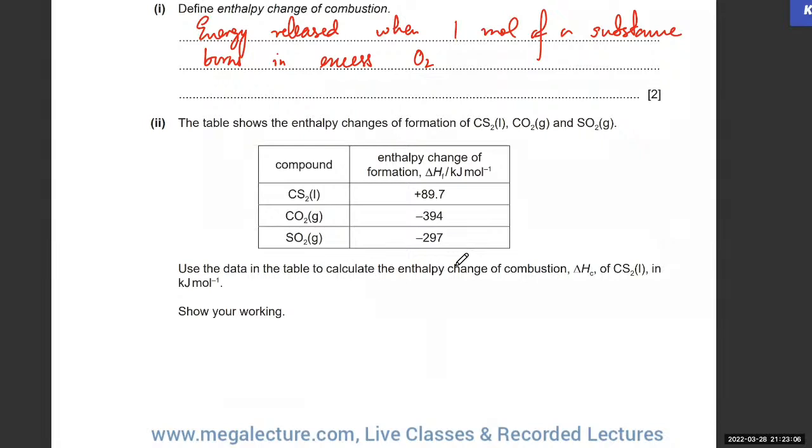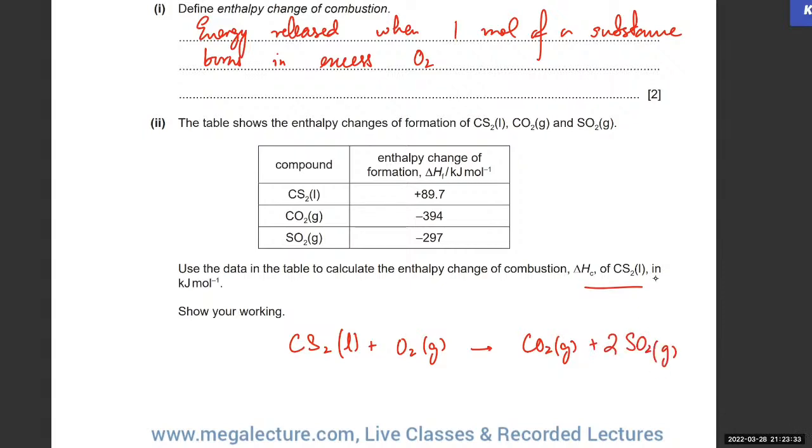Use the data to calculate the enthalpy of combustion of CS2. So this is what you have to calculate. You've got CS2, which is a liquid, and it's going to burn. How did I know it's a liquid? It's given over here. It will burn and produce carbon dioxide, which is a gas, and SO2, which is a gas as well. It's going to be 2 SO2 and 4 plus 2, that's 6 oxygen, so that's 3 O2. So this is the enthalpy change that you're looking for.